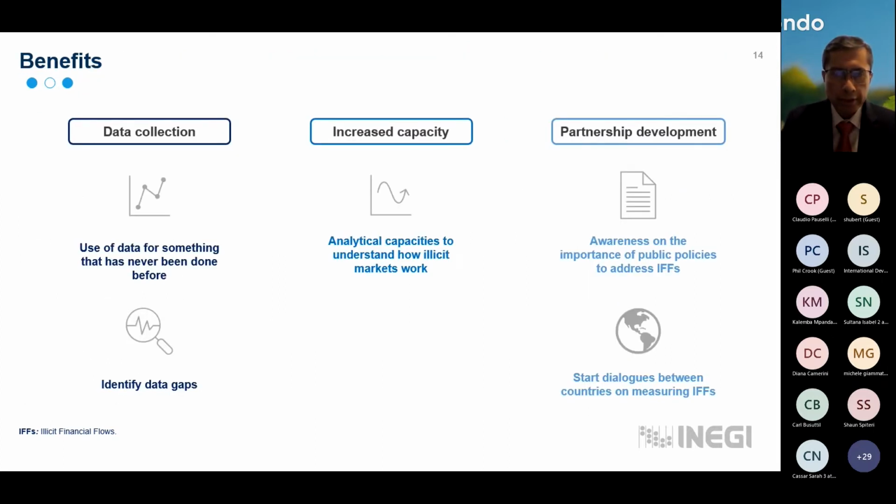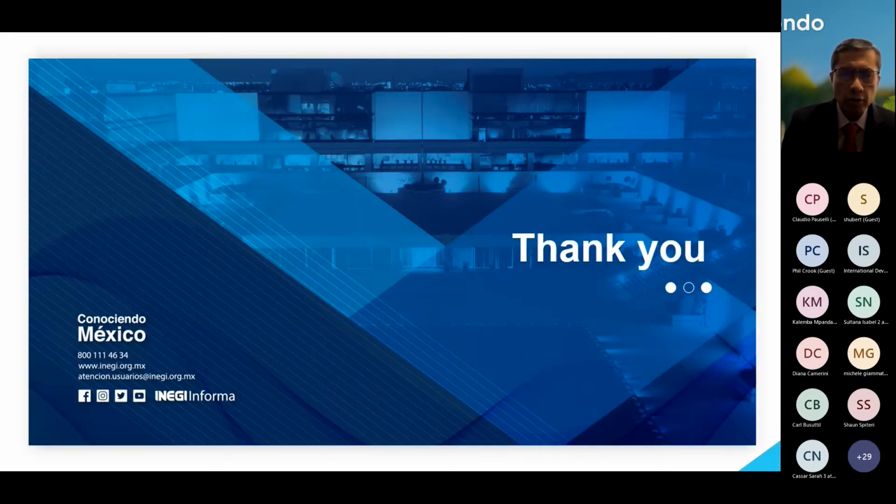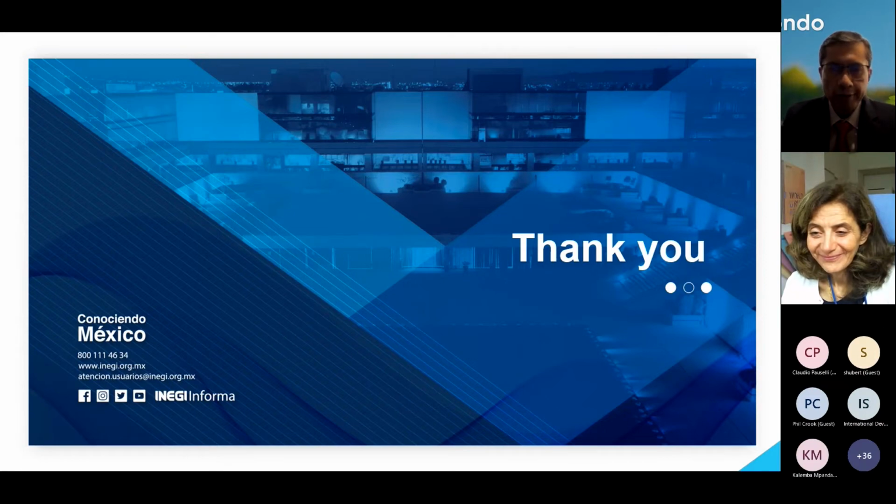There are some benefits regarding the collection of data. It's important, of course, as Angela and Oliver mentioned, to know more about this phenomenon and about the illicit economy as well, to increase analytical capacities to understand how illicit markets work, and also to raise awareness of the importance of public policies to address this problem, and also to start a dialogue between countries such as the one that we are having right now. So that's all for my part. Thank you very much for your attention. Back to you, Angela.